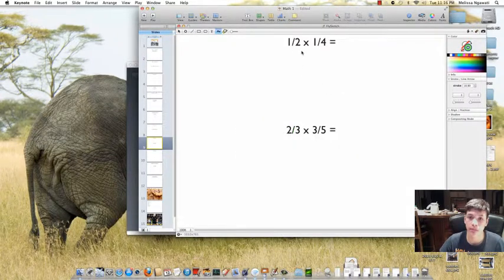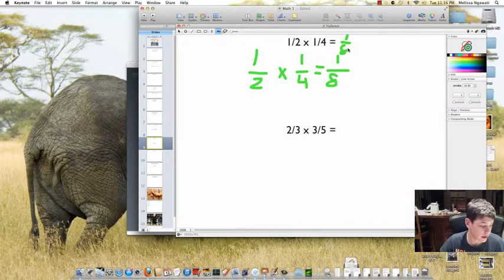We'll try it with 1/2 times 1/4. Easy. 2 times 4 equals 8. 1 times 1 equals 1. Can't simplify it. The answer is 1/8.